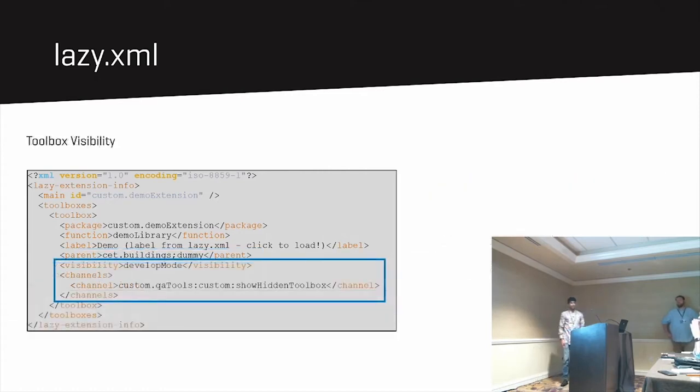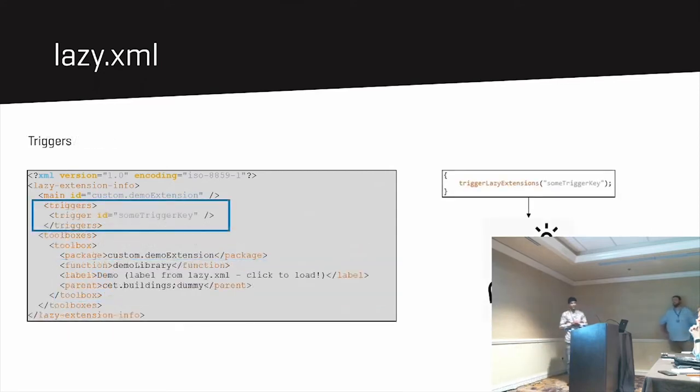You can control the visibility of your toolbox through the lazy XML file if you want it to appear only to developers, or if you want to restrict it to certain channels, that can be done. And you can also add triggers. You can add multiple triggers to your extension. A trigger is used to forcefully wake an extension. Let's say there's a functionality in call that requires an extension to be woken up when the trigger is called.